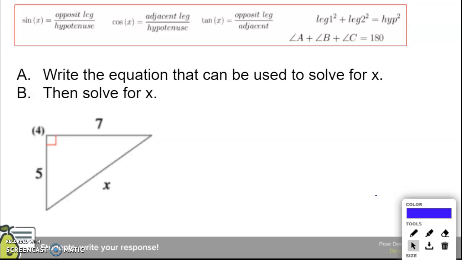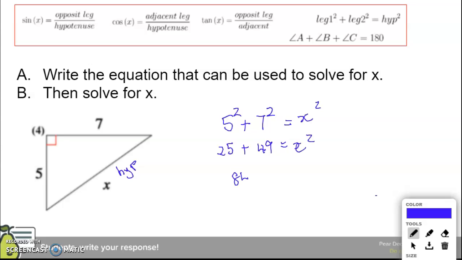So that's going to be 5 squared plus the other leg, 7 squared, is going to be equal to x, the hypotenuse. So that's going to be x squared. So 5 squared is 25. 7 squared is 49. Is equal to x squared. So that's going to be 74 is equal to x squared.